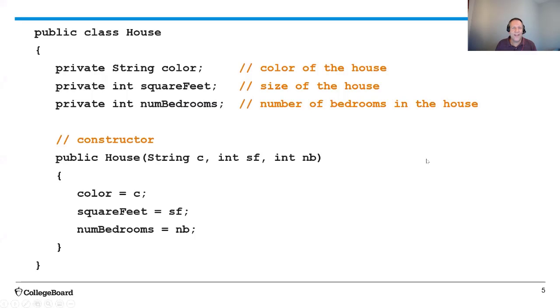So let's look at an example. Here I've got a class called House. It's just a basic class. Notice it has three attributes. It's got a color, square feet, number of bedrooms, and then there's a constructor, and I'm using my constructor to initialize those variables. There could be other methods that I'm not looking at, but for right now, this is the basics that we need to know about this House class.